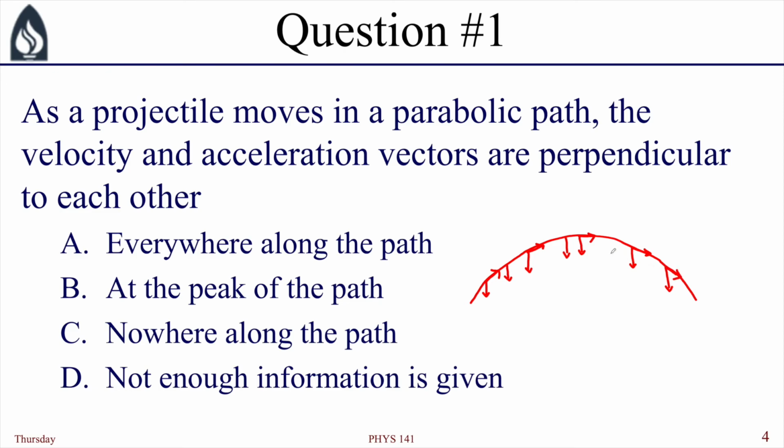So there's only one place where the acceleration vector and the velocity vector are perpendicular, and that is at the peak of the path. So I would want to choose option B.